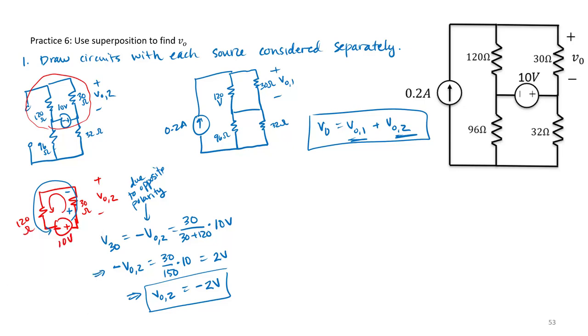So we found V02. Let's find V01 next. So notice that because we have a short on this circuit, if I were to walk through this circuit, I see that I have two sets of parallel resistors. So I could actually redraw this circuit like this.